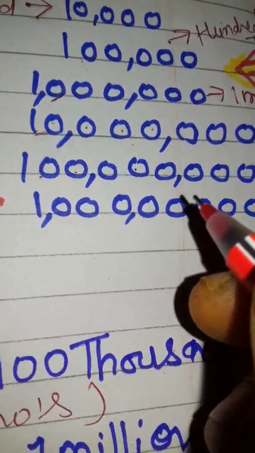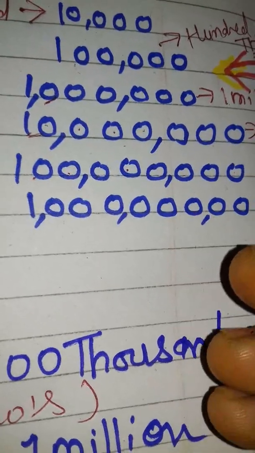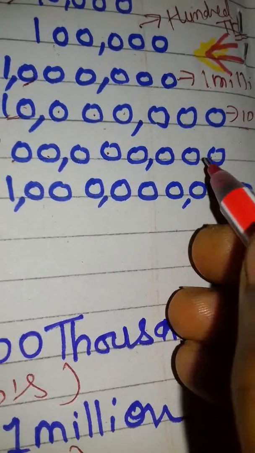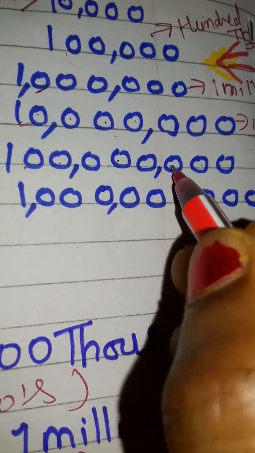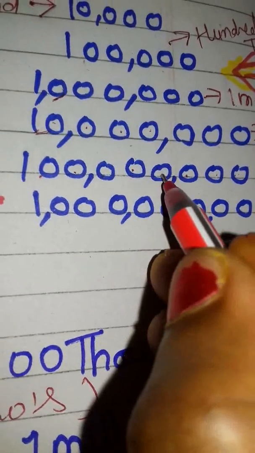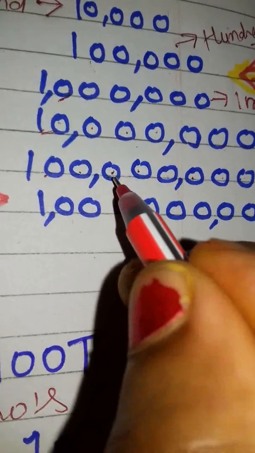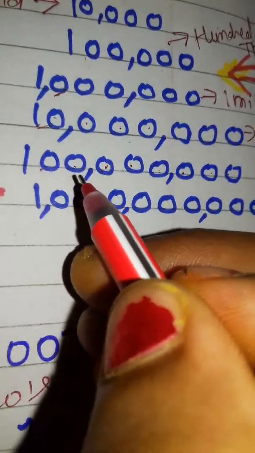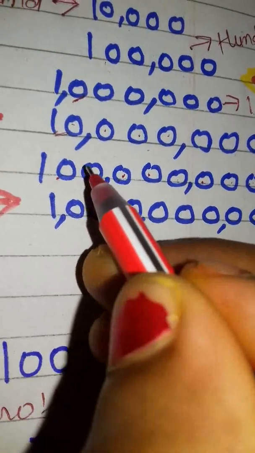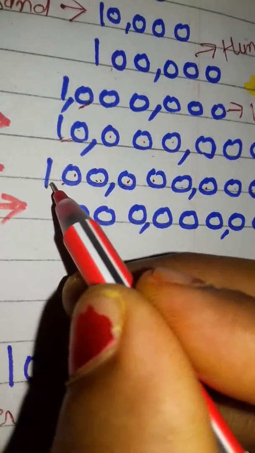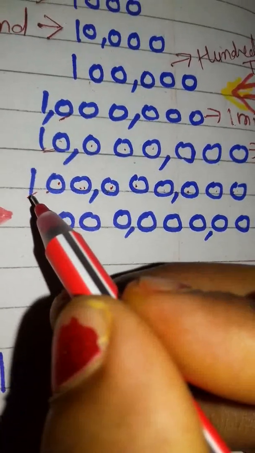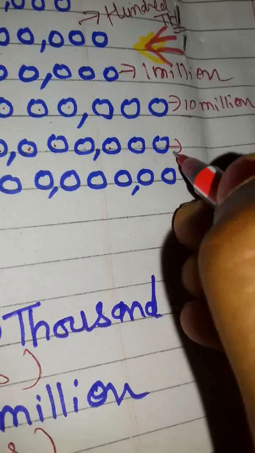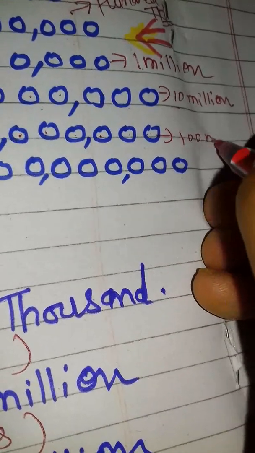Okay, on the other side, if we read the same number according to the international place value chart: ones, tens, hundreds, then comma, thousands, ten thousands, hundred thousands, then comma, after thousands there is the million period, so million, 10 million and 100 million. So it means it is 100 million.